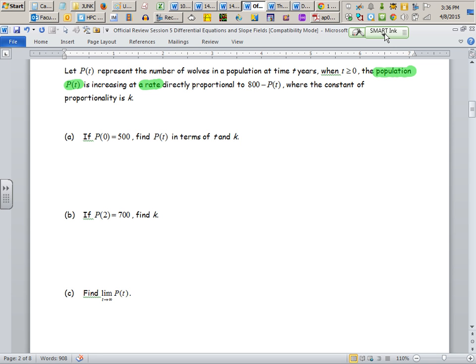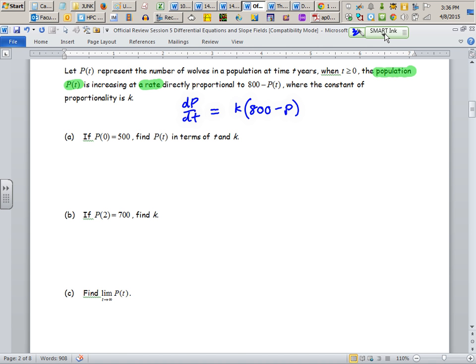Okay, this one says that the population rate, that's dP/dt, is directly proportional. How do you write that? Equals k times, proportional to what? 800 minus P. You don't need the of t. Wait a minute, this isn't logistic growth. It's missing a P. If this was logistic growth, there would be another P here, but there isn't. So be careful not to assume anything. Read the sentence, write the diffEq.